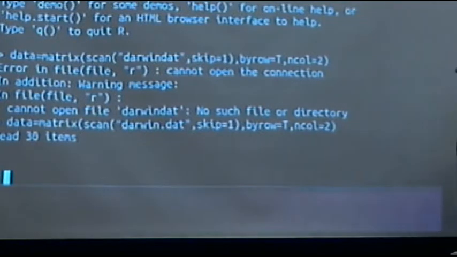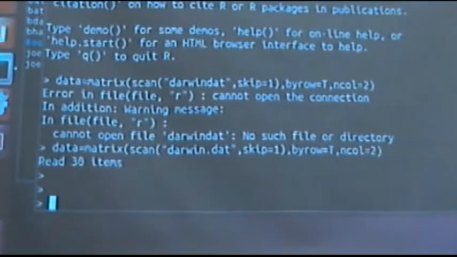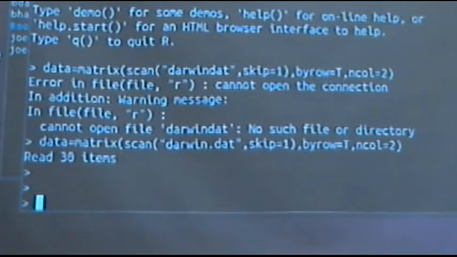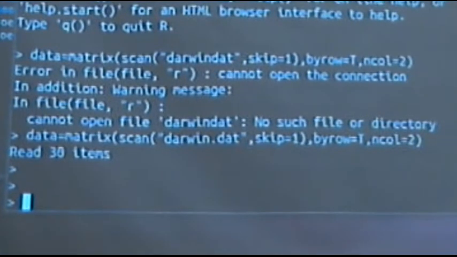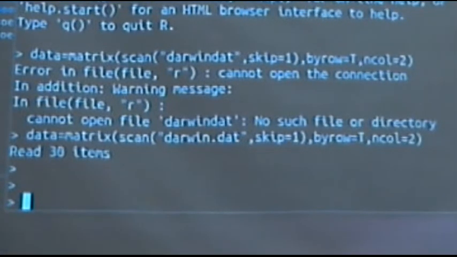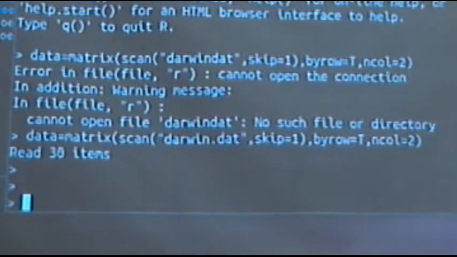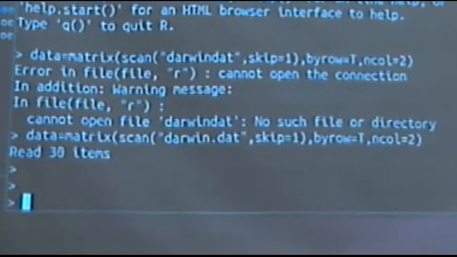Okay, so I got the Darwin data in. The first problem is, of course, it's a paired design. So let's analyze it the way Darwin should have. Try to check it and see how else. I never thought to do that.